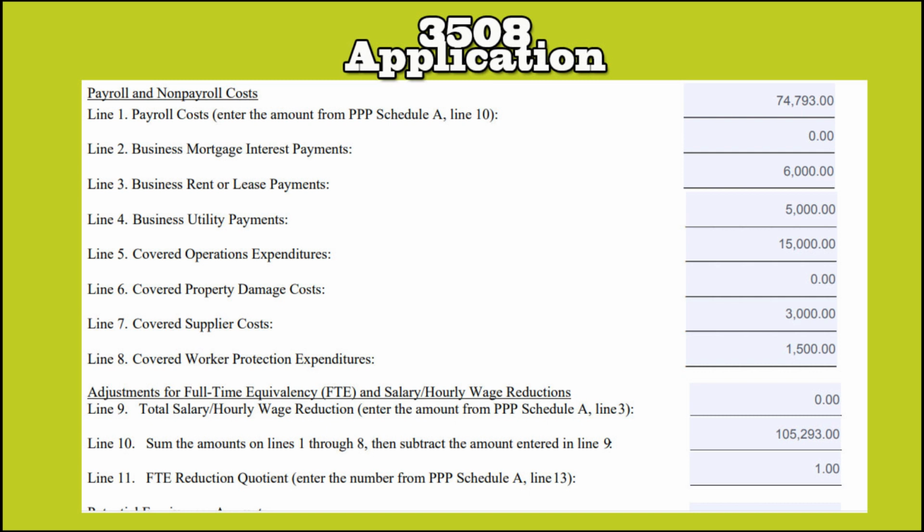Okay. On line 4, enter your utility payments incurred during the covered period. Same thing, all of your utilities have to have began before February 15th. You see our amount, we've entered our amount there. Line 5, you would enter your covered operating expenditures paid out incurred during the covered period. Now you notice on line 5, they do not specify February 15th.